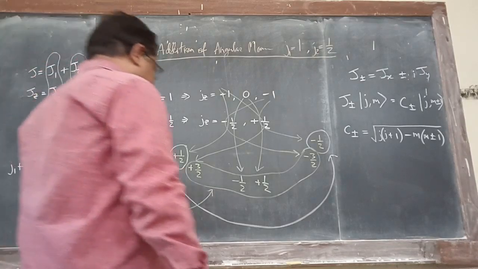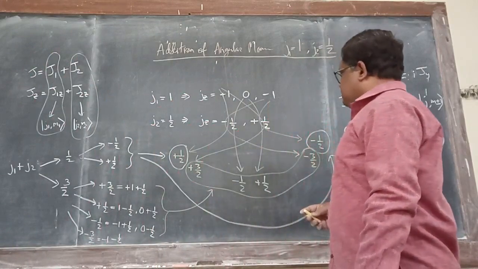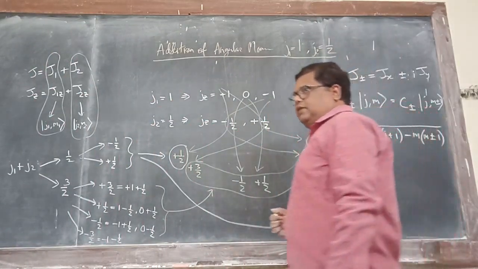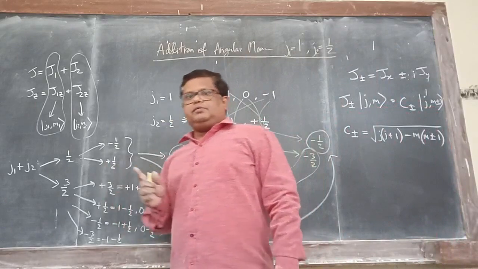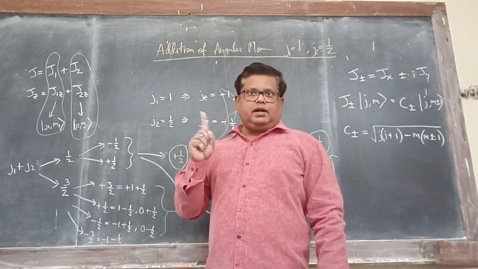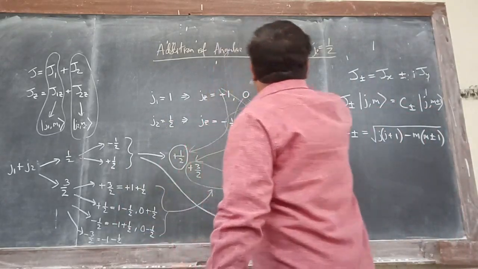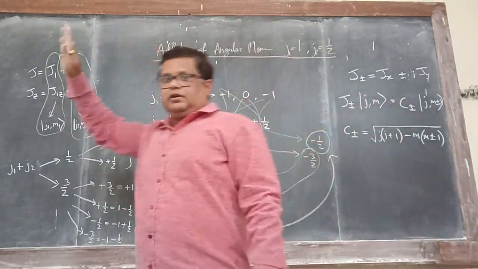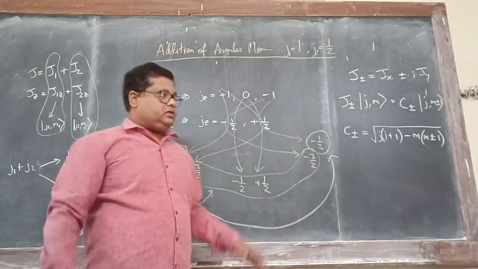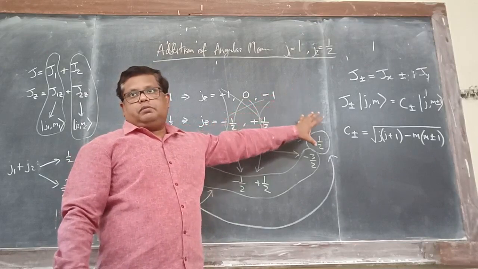Okay, so as you can see, we have started our discussion on the addition of angular momentum. Here I am showing you the respective cases for J1 equal to 1 and J2 equal to half. Now before I proceed, if this question comes in your examination, the first thing is to write down the rules of the angular momentum coupling.